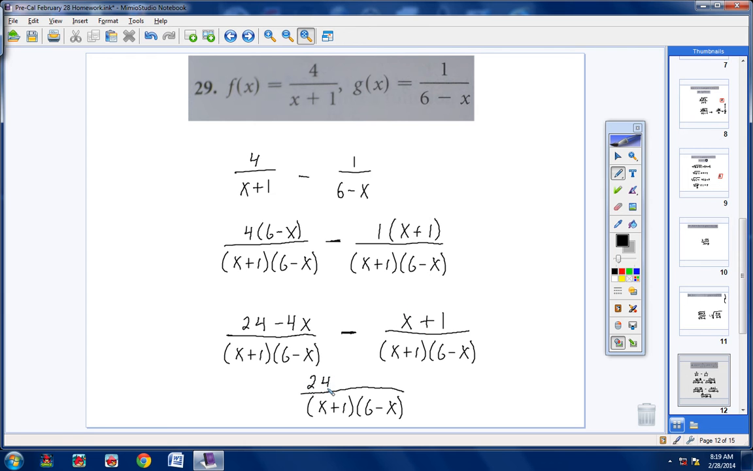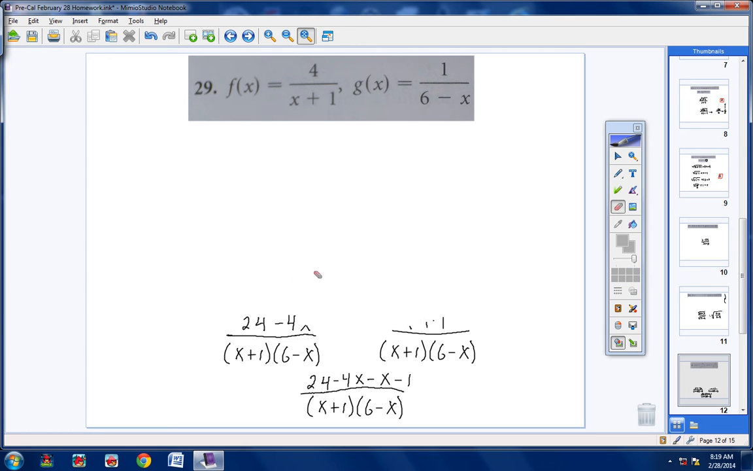You have 24, negative 4x, and then because you're subtracting the whole numerator, this positive x, because of this negative sign, becomes negative, and the positive 1 becomes negative. This negative changes all of those signs. It really does, okay? And so now, having shown you that, I'm going to go ahead and erase all of this. Hopefully you took notes on it. If you didn't, pause the video and back it up. But now we're going to simplify the numerator.